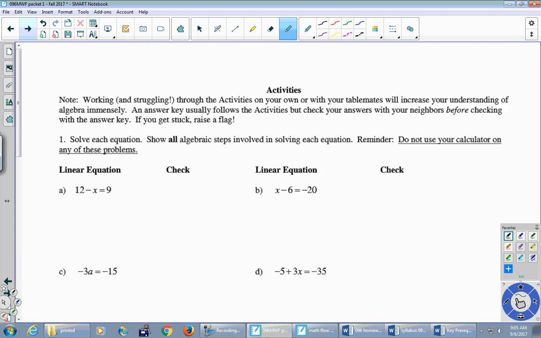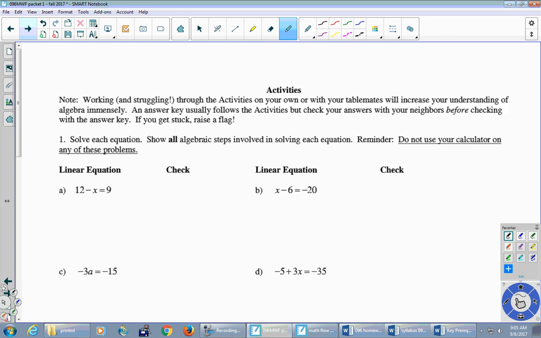Moving on to the next page. And here are the activities. The activities are going to be what we spend most of our class time on, and it's going to be you guys working with your neighbors. So I'll read this note one time here. Working and struggling through the activities on your own or with your table mates will increase your understanding of algebra immensely. An answer key usually follows the activities, but check your answers with your neighbors before checking with the answer key.